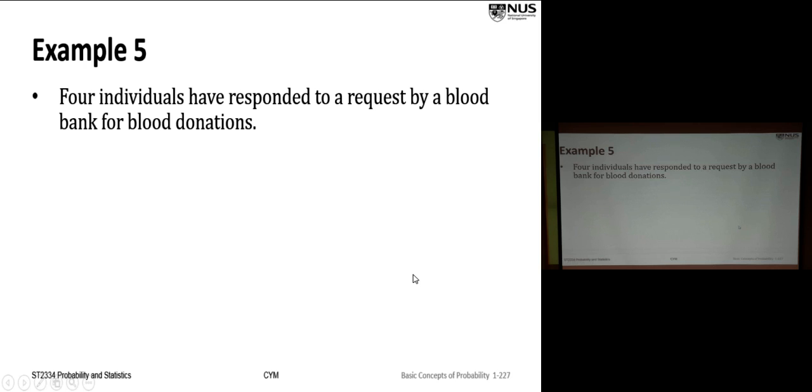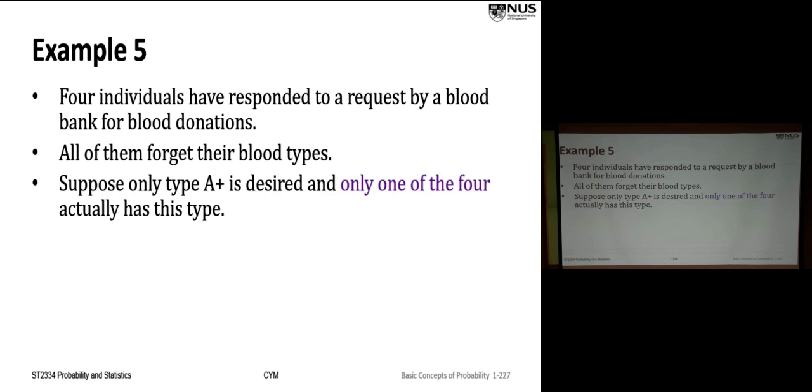Okay. Now this is example 5, a bit complicated. So we have 4 individuals. They go for donation and they don't know their blood type. Now this is very important. Only 1 out of 4 actually has blood type A+. All right. So the others have non-A+ type.